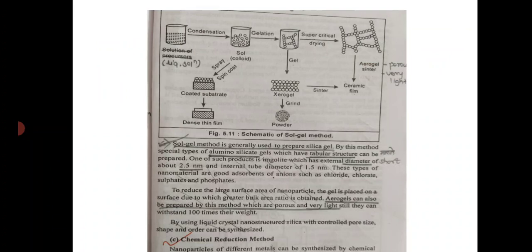To reduce the large surface area of the nanoparticle, the gel is placed on a surface, due to which a greater surface to bulk area ratio is obtained. Aerogels can also be prepared by this method, which are porous and very light. Still, they can withstand 100 times their weight. By using liquid crystals, nanostructured silica with controlled pore size, shape and order can be synthesized.